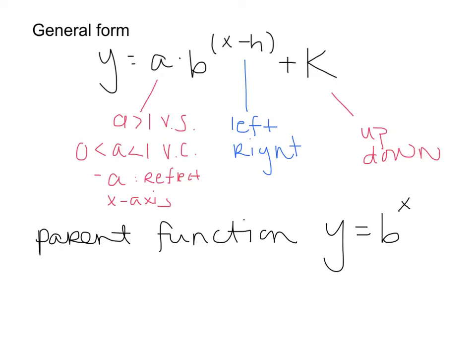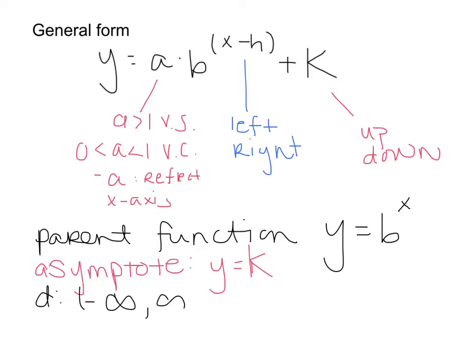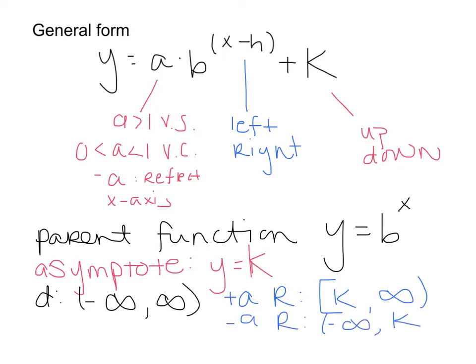So your asymptote is now y equals whatever k is. The domain is still negative infinity to positive infinity. As long as a is positive, your range is going to be from k to infinity. But if a is negative, that's going to cause it to flip around and it'll be negative infinity to k.